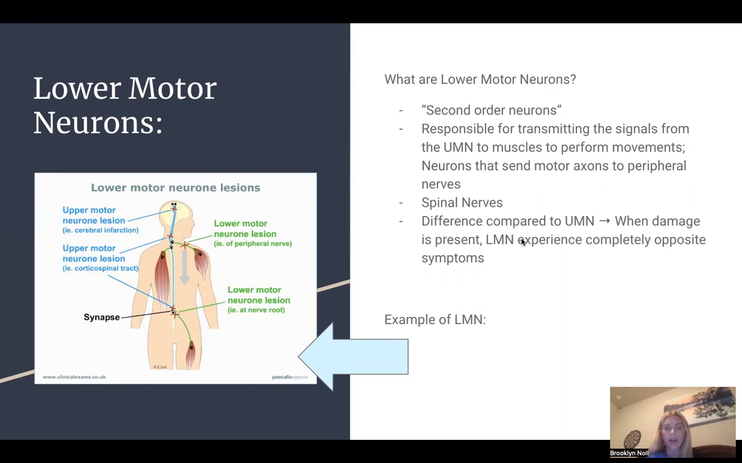And then, as stated earlier, the difference compared to upper motor neurons is that when the damage is present, these neurons experience the completely opposite symptoms. And for this example, the little green area right here, that is the lower motor neuron.